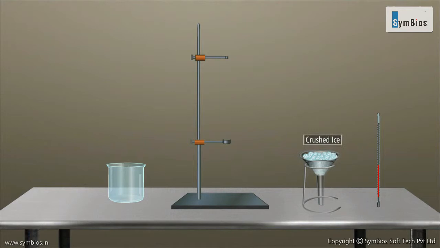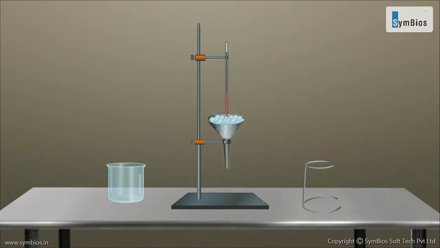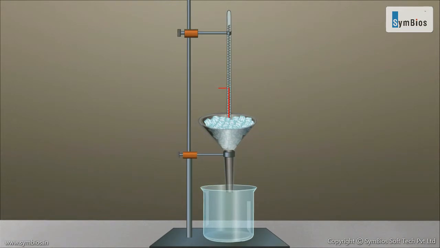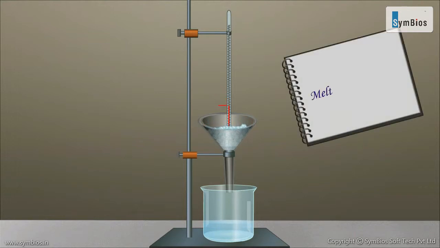Place some crushed ice in a funnel and dip the thermometer bulb in the ice. Fix this arrangement to a stand. Place a beaker below it. Observe the temperature in the thermometer. You will see that the mercury level stabilizes after some time. Now, note the temperature of melting point of ice.